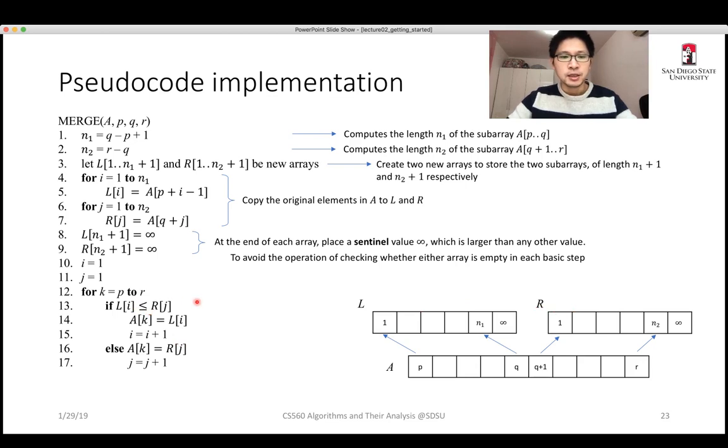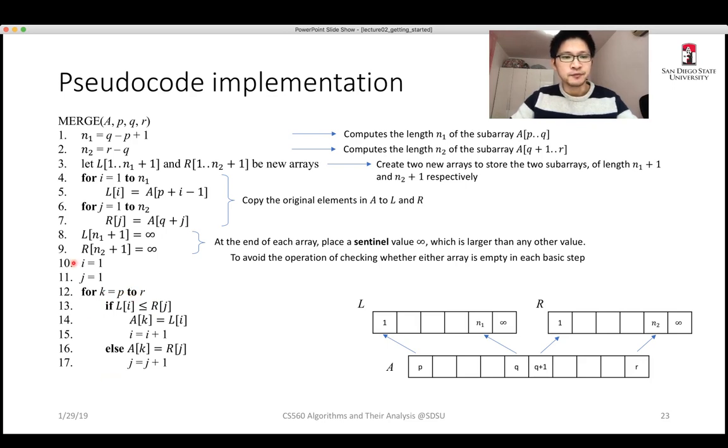Because when we made a comparison in line 13 and line 16, whenever it reaches the end of L or R, the ending infinity is always larger than whatever is left in the other array. Okay, it's just a technique for convenience. And the key merging operation happens from line 12 to line 17.